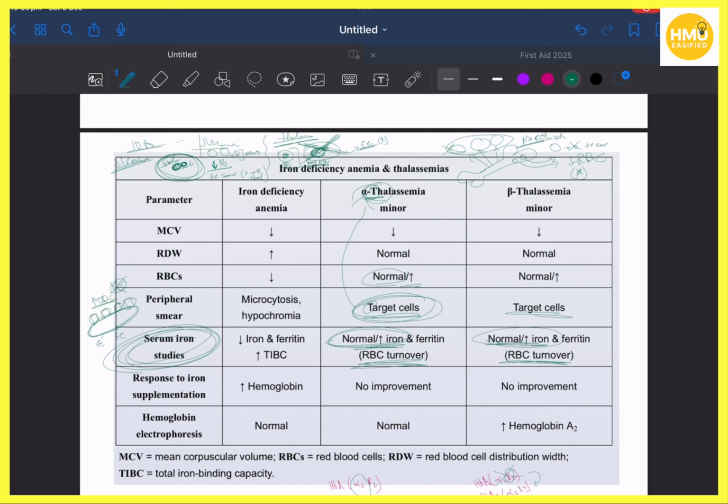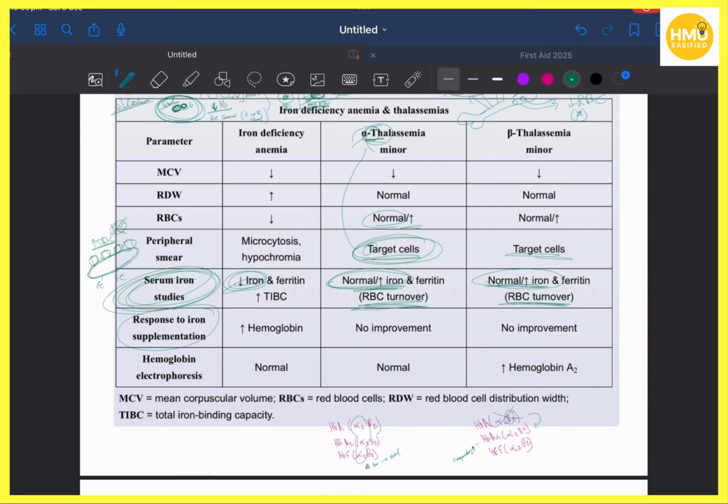That's not going to happen in iron deficiency anemia because there is no iron to actually release. And even if the cell dies sooner, the iron will not be significantly higher in your serum because it's literally a deficiency in the iron itself. Response to iron supplementation, obviously, in hemoglobin, will be higher in iron deficiency anemia, whereas thalassemia is not going to have any improvement because obviously it's not the issue. Iron is not the issue in thalassemia.